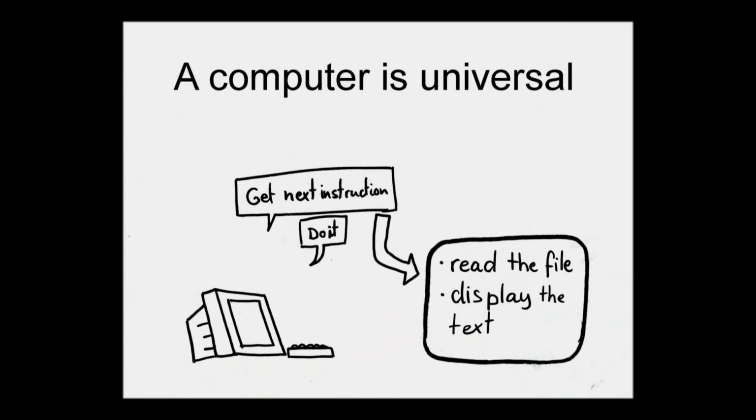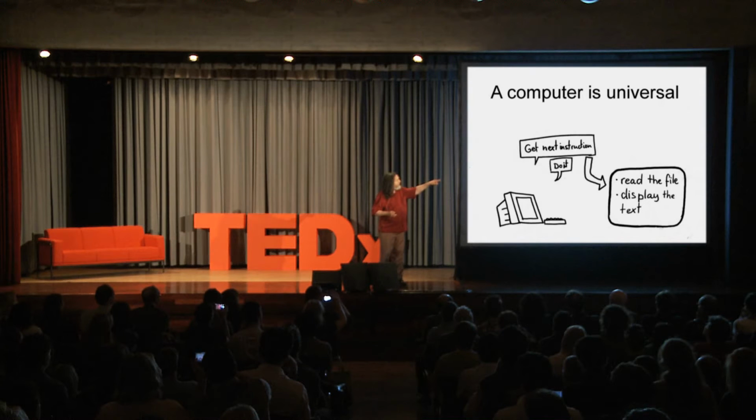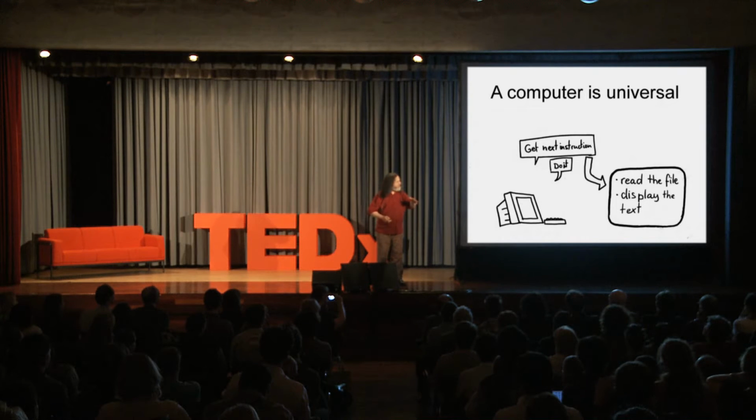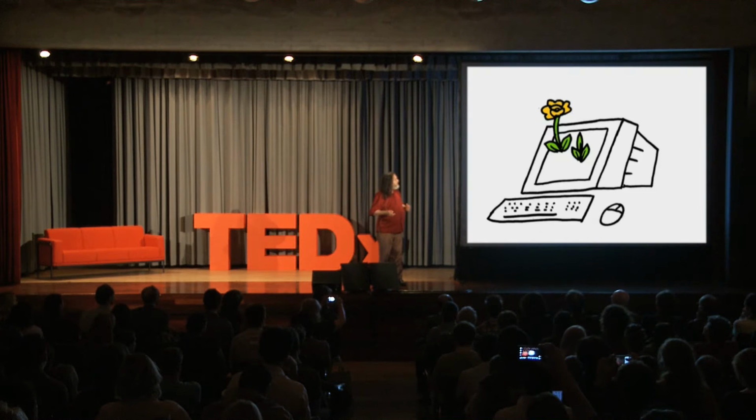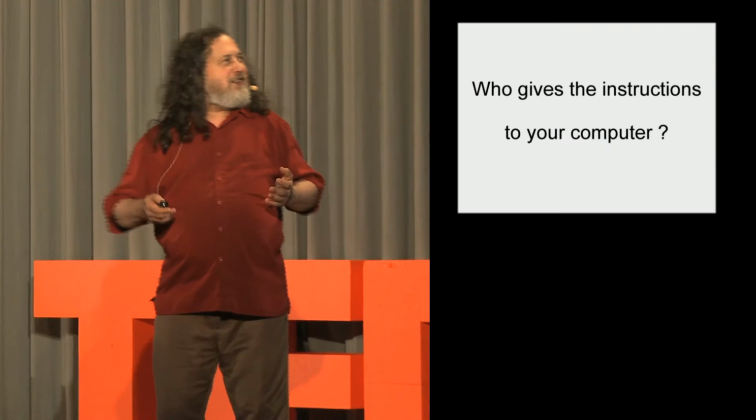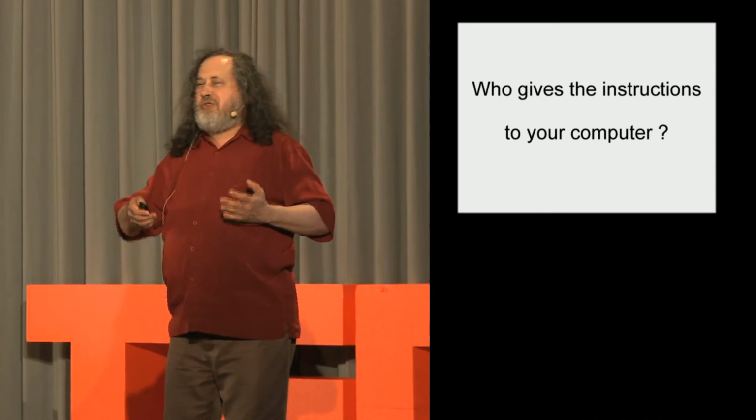A computer is a universal machine. It will do any computation you want it to because you give it a program that says what the computation is that you want. So the computer only knows how to get out an instruction and do it, and get out another instruction and do it. The program has the instructions. It says what to do. So by writing the right program, you can make it do anything. Well, almost anything.